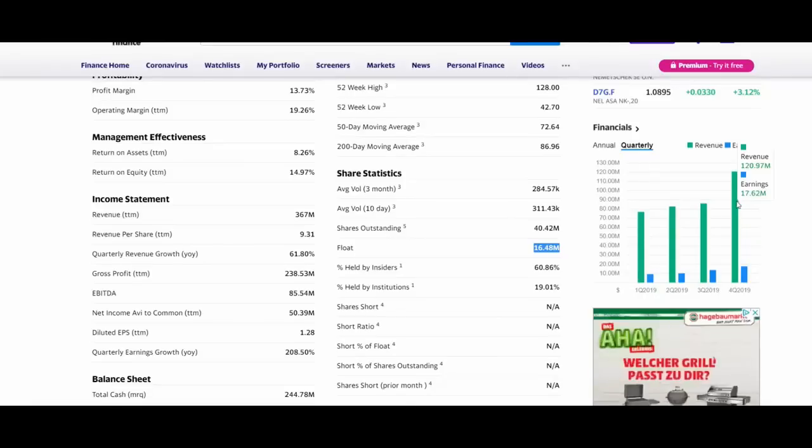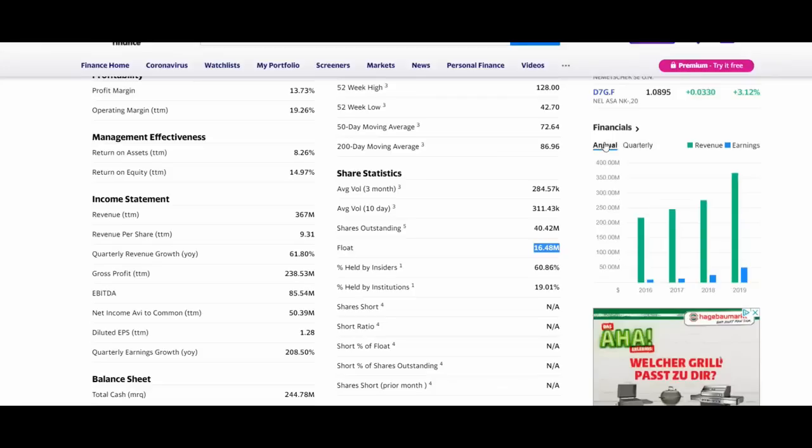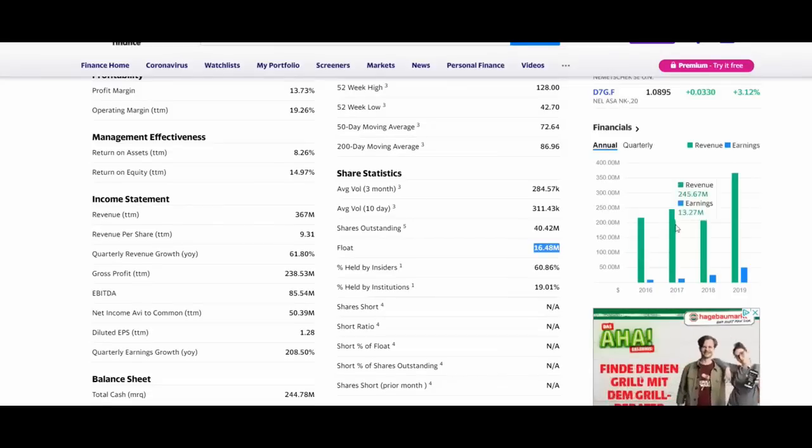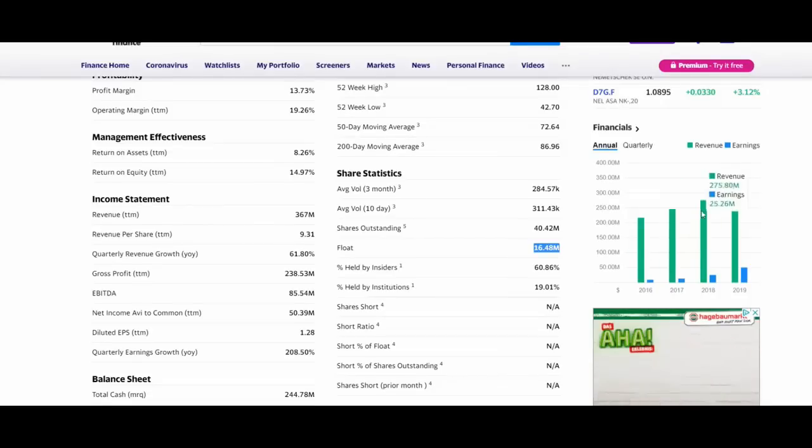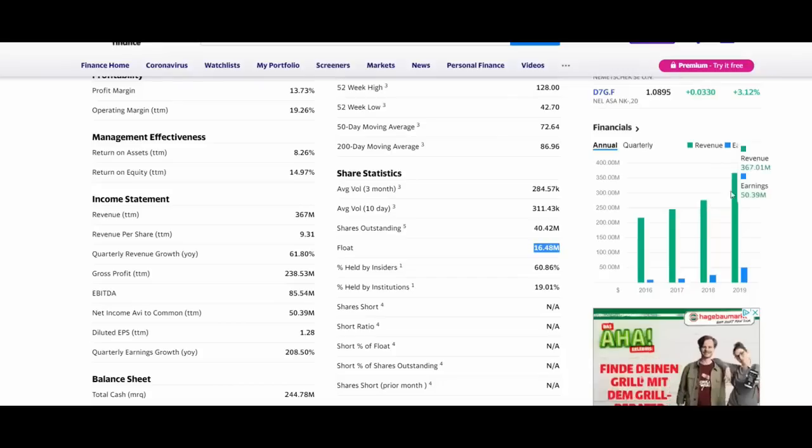So if we take all these numbers, we get 482 million euros. That means if we consider this number plus the Q1 198.2 million euros, we get the total revenue of 2020 as 482 million euros. Now we switch back to the annual financials, and we see that the revenue has increased. From 2017 to 2018, this is a 12% increase in revenue. And even with a 12% increase in revenue, the earnings increased by 90%.